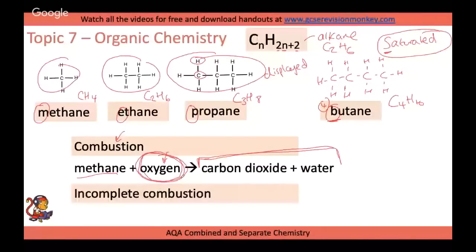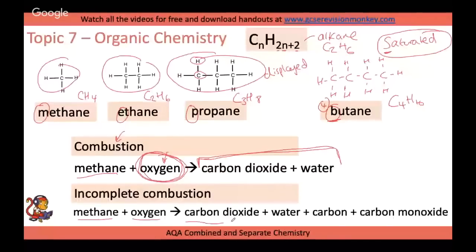which is not very good. It produces a really smoky flame. And let's say methane and oxygen, we'd still produce carbon dioxide and water as before, but with incomplete combustion, we'd also produce carbon, which is soot, so solid black carbon, and carbon monoxide, CO, and that's bad as well. So the soot we'll talk about later causes global dimming, and the carbon monoxide is toxic and can kill you. Okay, so that's the alkanes.